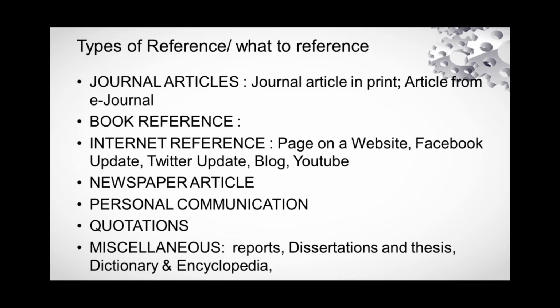So what are the types of references that we have, or what are the things that we can reference? We can reference journal articles. There are two types of journal articles: the journal article in print, and the article from e-journals, that is, online journals. We can reference books. We can reference materials from the internet, such as a page on a website. We can reference Facebook updates, Twitter updates, blogs, YouTube.